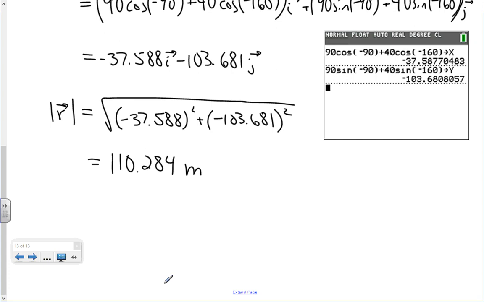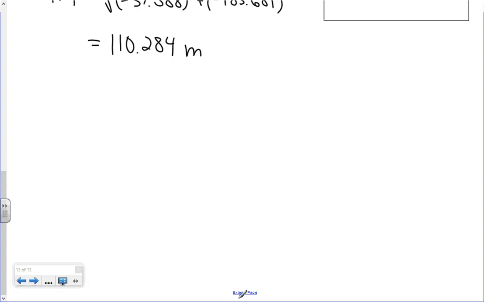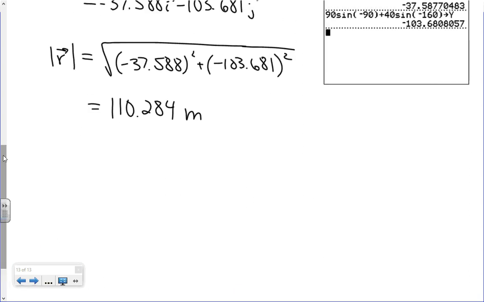Now let's go ahead and find the direction of that vector. Again, they gave us this problem in bearings, so my answer should be in bearings as well. So I'm going to find the direction of my vector in standard position, and then we'll convert that over to a bearing measurement. I'm going to call this theta sub s, like we said to do, just to help me remember that this is not the angle that I'm looking for. This will just help me get there. So theta sub s, remember you can calculate the angle by just taking the tangent inverse of the negative 103.681 divided by the negative 37.588.